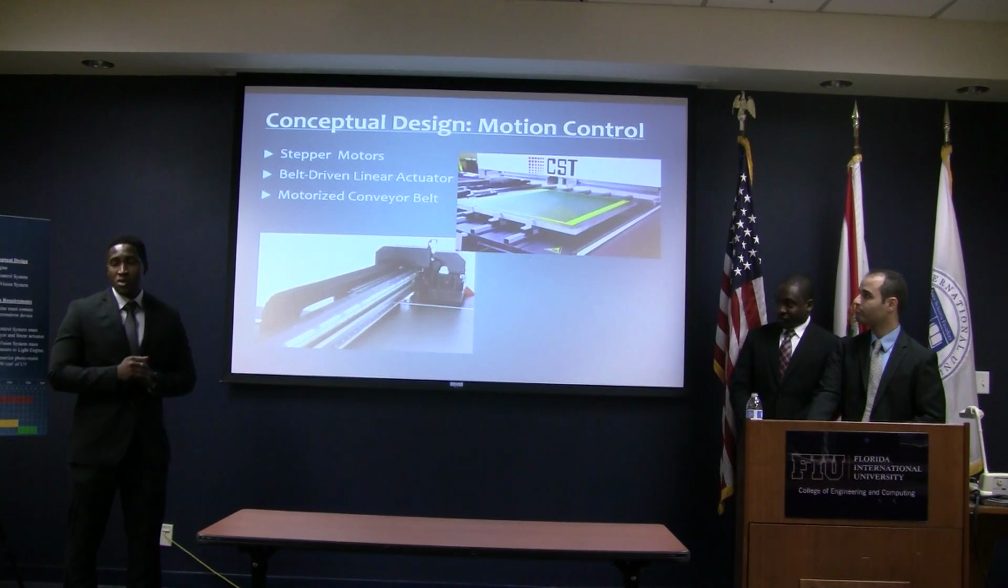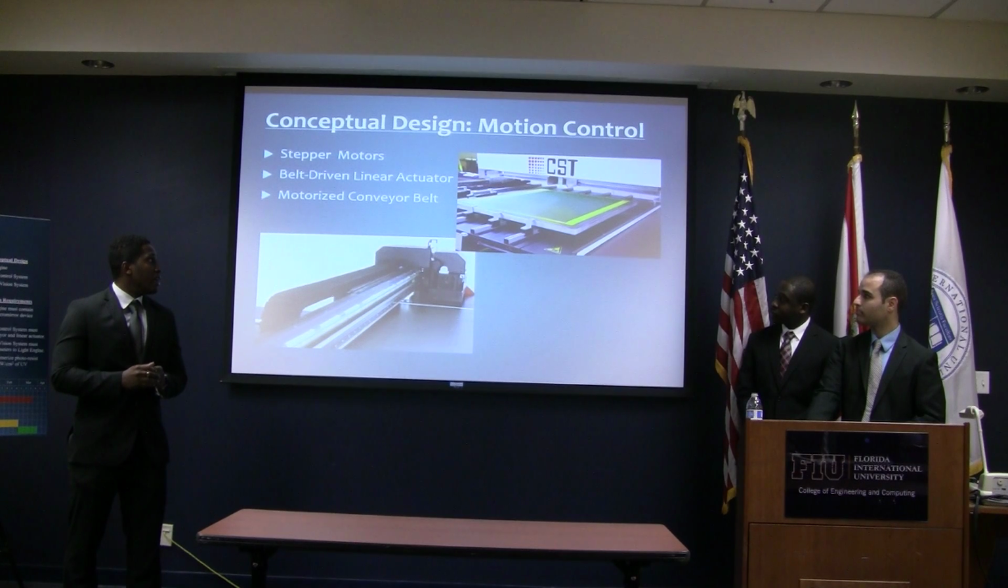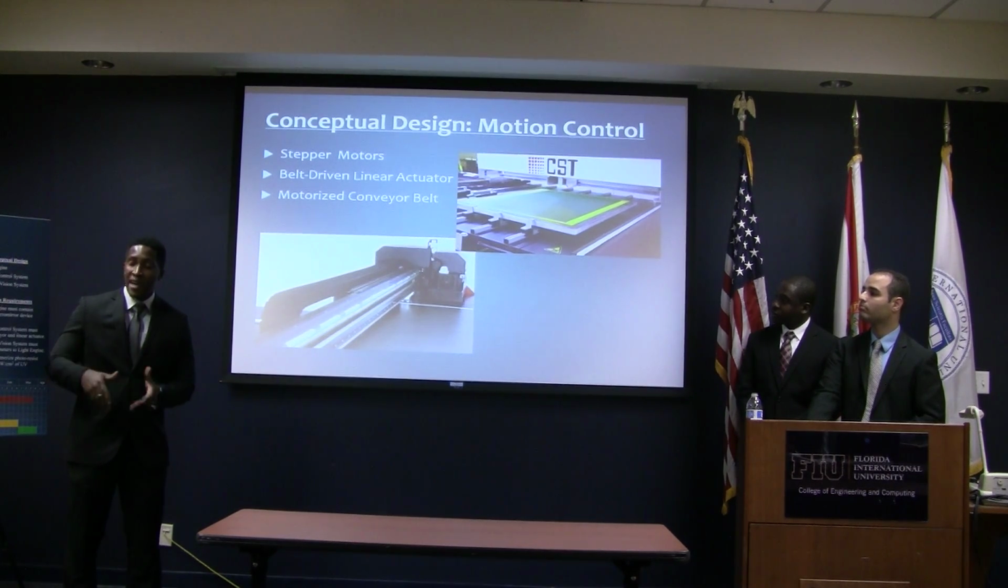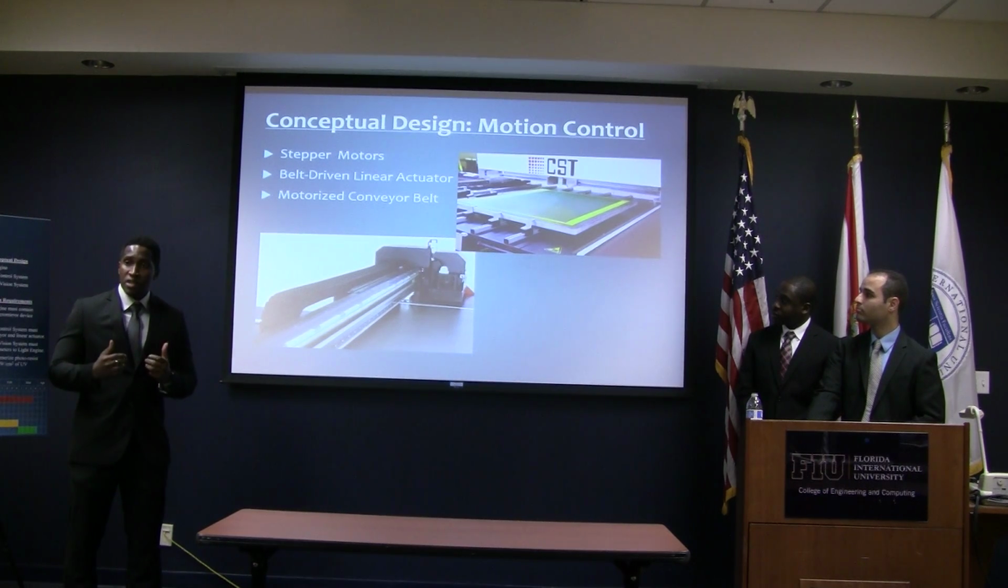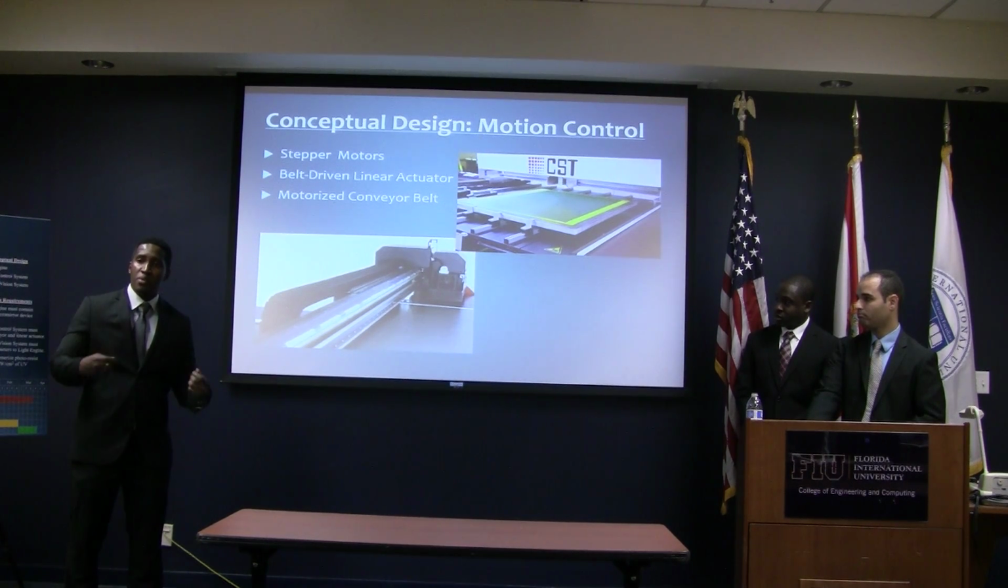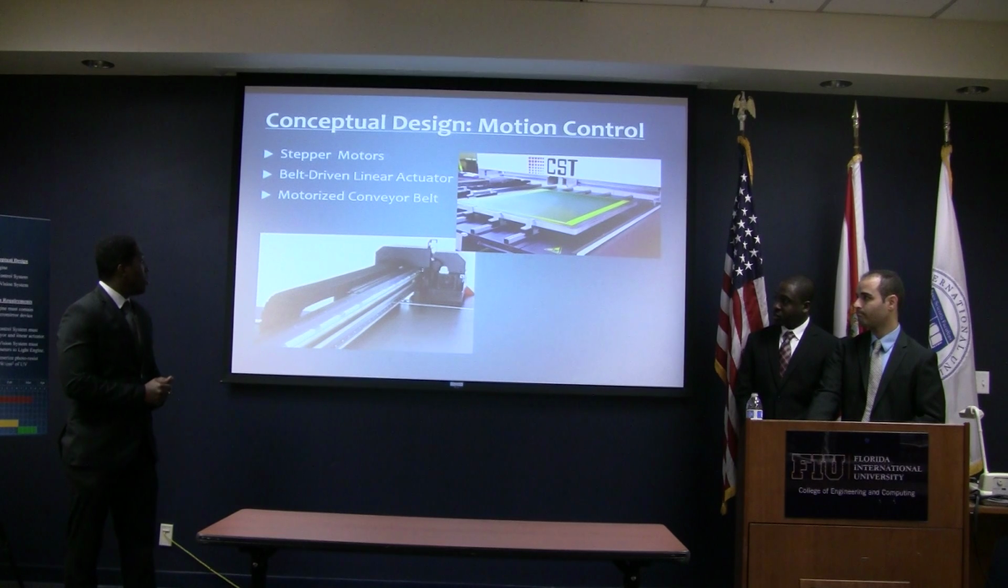The light engine will be mounted on a belt-driven linear actuator, and it will be fixed onto an axis parallel to the floor, so that the motion control system itself is essentially synchronized with the light engine and the motion of the screen printing, so that the image can be patterned on the frame in a serpentine pattern.